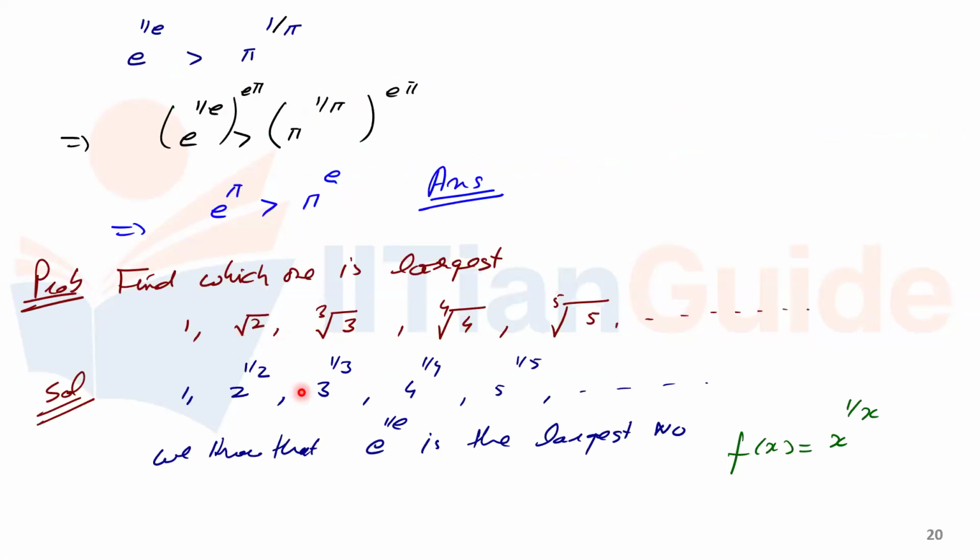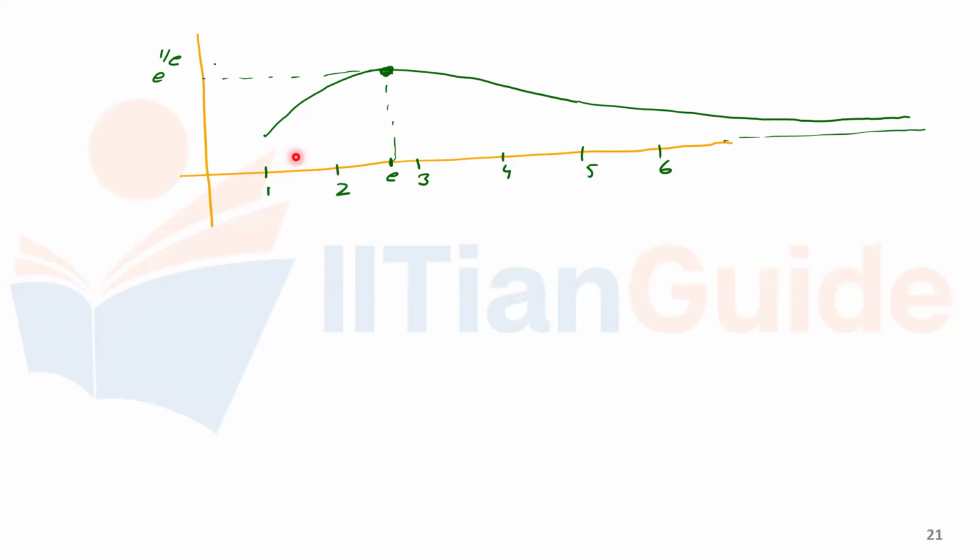I'm marking them. When x is equal to 1, I'm getting the point 1 power 1, or 1, here. For x equal to 2, I'm going to get 2 to the power half. When I put x to be 3, I get 3 power 1 by 3 here. Similarly, 4 power 1 by 4 would be here, and 5 power 1 by 5 would be here. I have marked the points. From the graph, I can see that 3 power 1 by 3 will be more than 2 power 1 by 2, and this number will be the largest one.